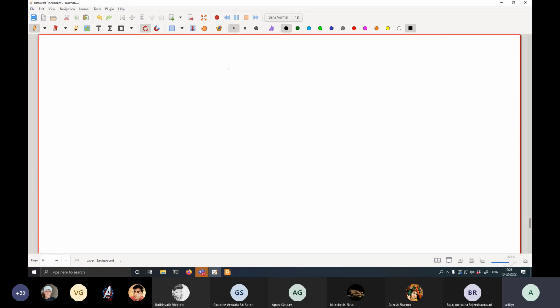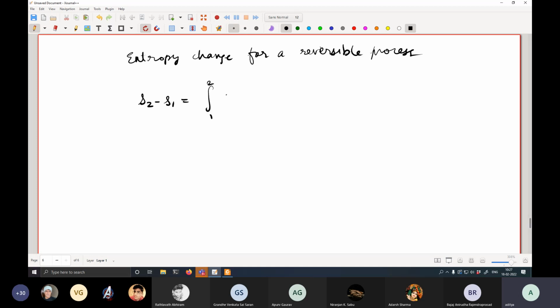So let's finally wrap everything up. Entropy change for a reversible process. Okay, so now let us look at this. S2 minus S1 is equal to the integral from 1 to 2 of del Q by T reversible. This you still have. This is always true.